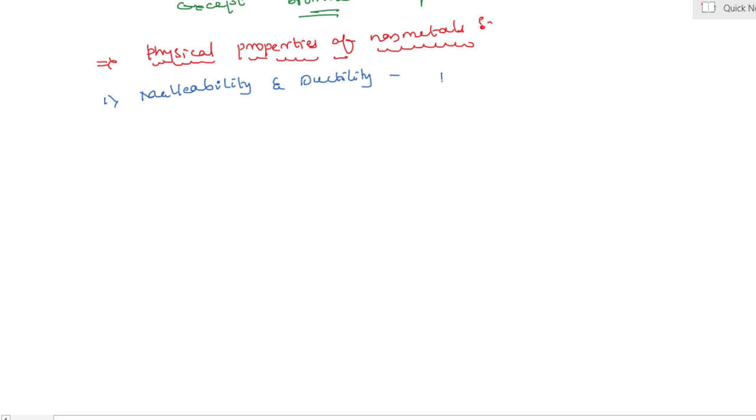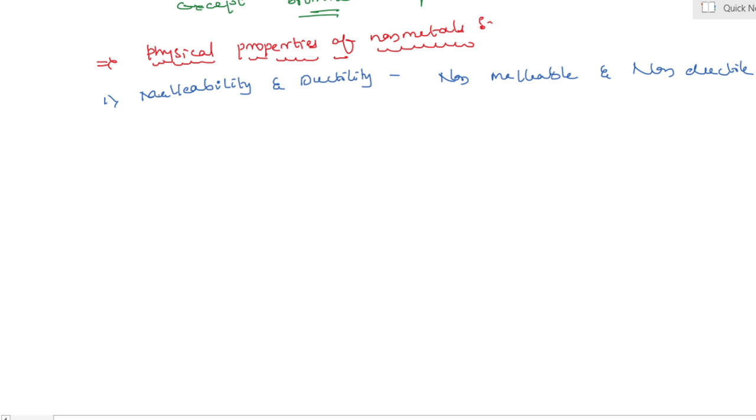Yes, my dear students, it means they are non-malleable and non-ductile. Why does "not" appear here? Because they cannot be beaten into thin sheets as well as drawn into wires.